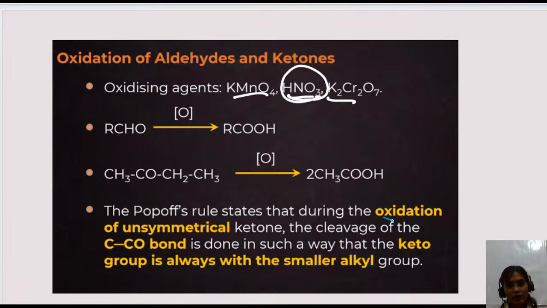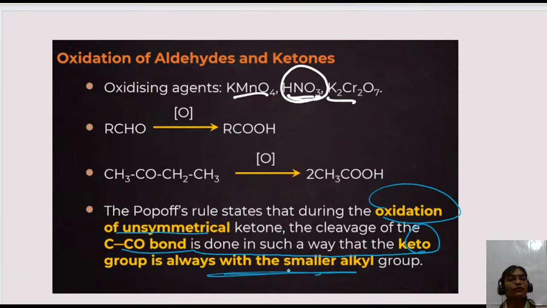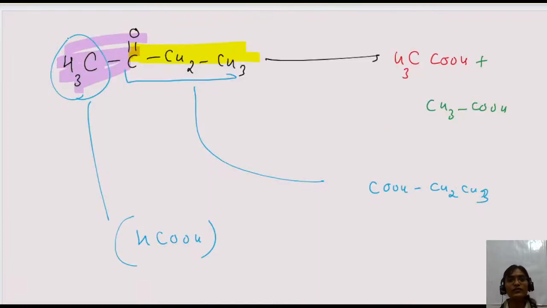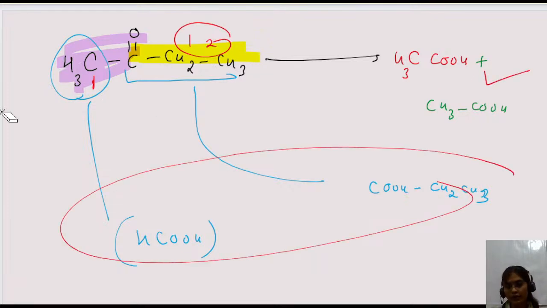In this case, in the oxidation of an unsymmetrical alkene in such a way that the cleavage of the C=O bond is done, the keto group is always connected with the smaller group. It's important. In the example we're discussing, which was the feasible one? The CO with the small group, it's one carbon on this side, and one and two carbon on the other side. So which one is the smaller one? Obviously the one. So this is the feasible answer. These two are not feasible answers.